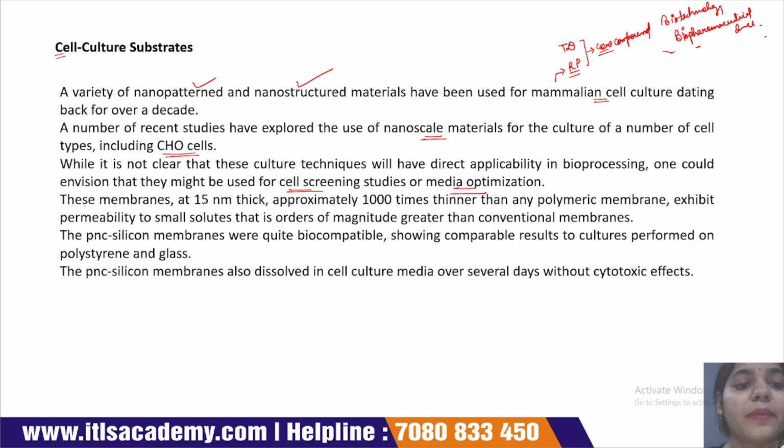These membranes are 15 nanometers thick, approximately 100 times thinner than polymeric membranes, and exhibit permeability of small solutes an order of magnitude greater than conventional membranes. A nanomembrane known as PNC silicon membrane was quite biocompatible, showing comparable results to cultures performed on polystyrene or glass.